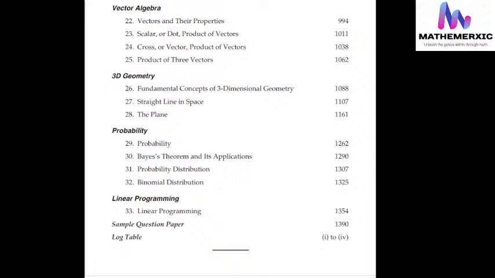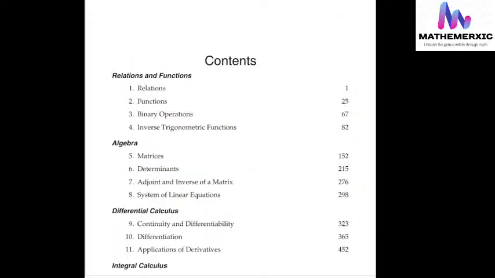In probability we have studied a lot of things beforehand, but here we'll study probability again, at a much better level. Bayes theorem and its application will be there for us. Probability distribution is there and binomial distribution is there. And apart from this, we have linear programming. So we have 33 chapters. I can say the syllabus is very wide.